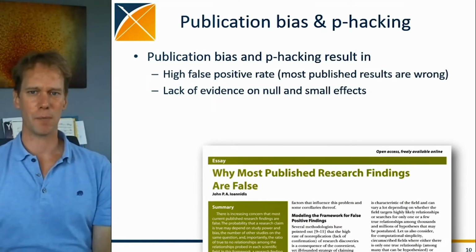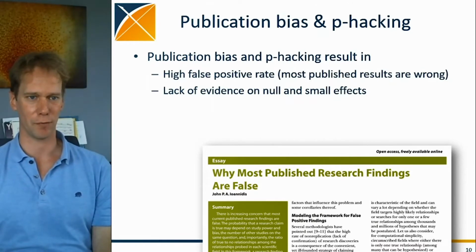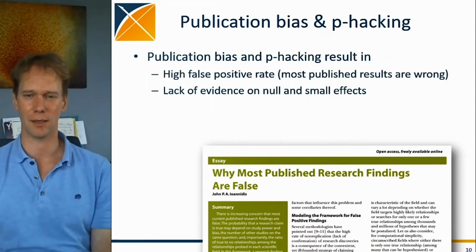So publication bias and p-hacking are problematic because they lead to a very high false positive rate. And John Ioannidis a few years back wrote this paper where, based primarily on these problems, he concluded that most published research findings are false, which I would argue is a major problem for us.